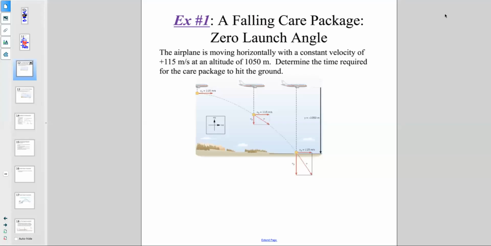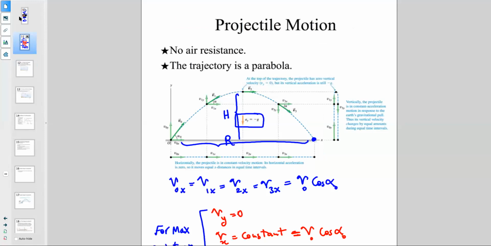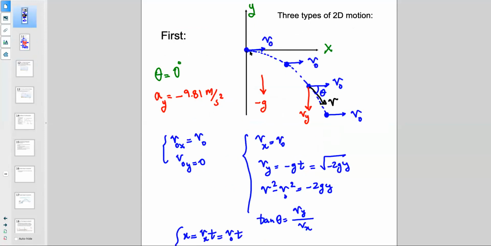All right, so what we talked about in the previous two videos is that we have three types of two-dimensional motion, or two-dimensional projectile motion. One was when it was initially pointed along the x direction with no angle of launch. So technically theta is 0, and the initial velocity is just v0.